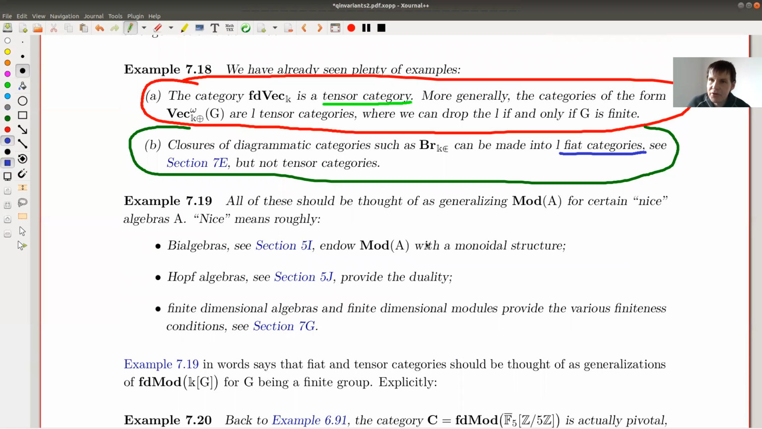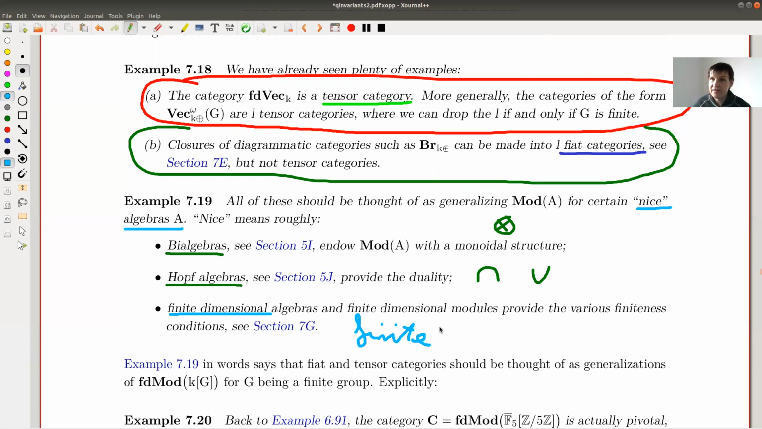And basically, how I want you to think about it is, remember that abelian was equivalent to mod A for some algebra A. And basically, those should be thought of as a generalization for some nice algebras, like bialgebras, which give us tensor product. Remember, Hopf algebras, which give us a duality, and some finite dimensional things which do those finiteness conditions, right?